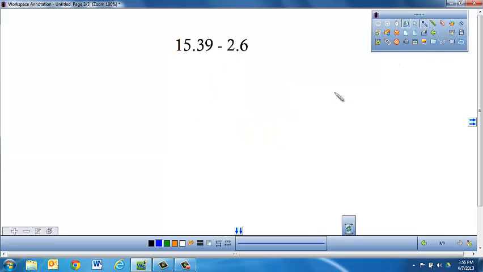Now this last problem I'd like you to write down and do it on your own. After you've solved it, play the video and check your work. Pause the video now. Okay, I'm going to begin by rewriting the problem and lining up my decimal points.